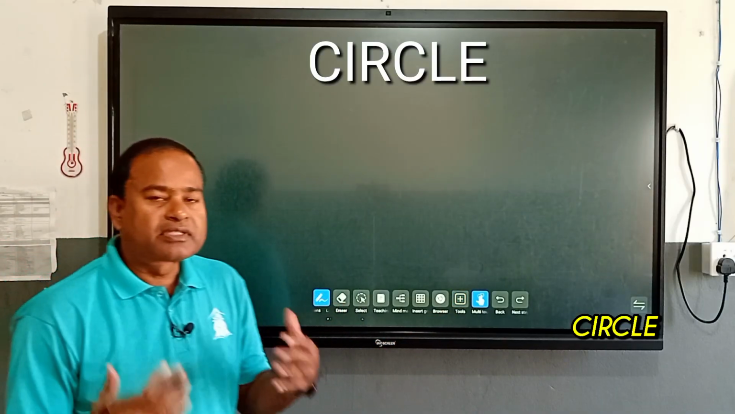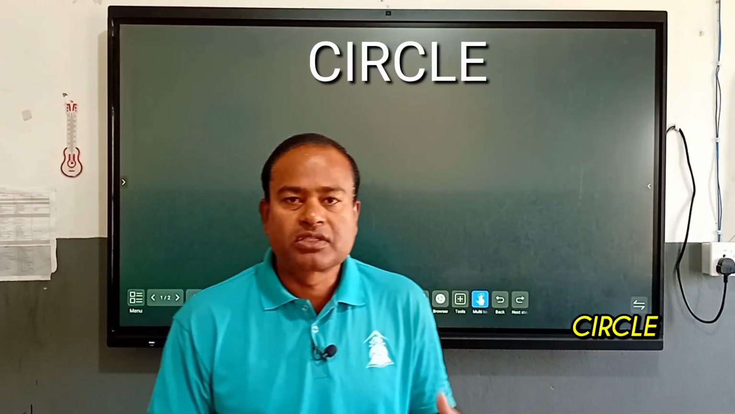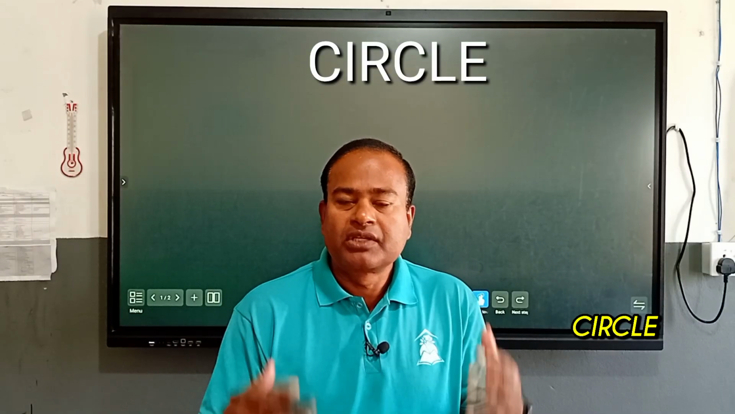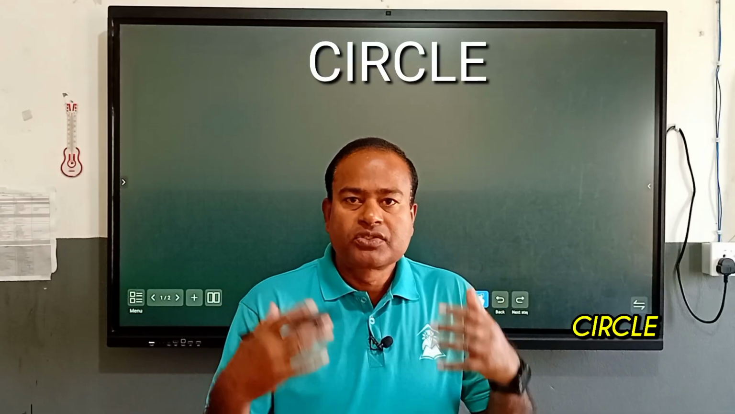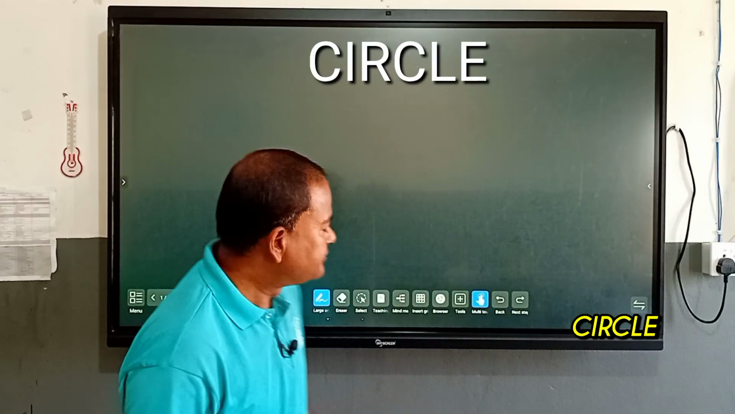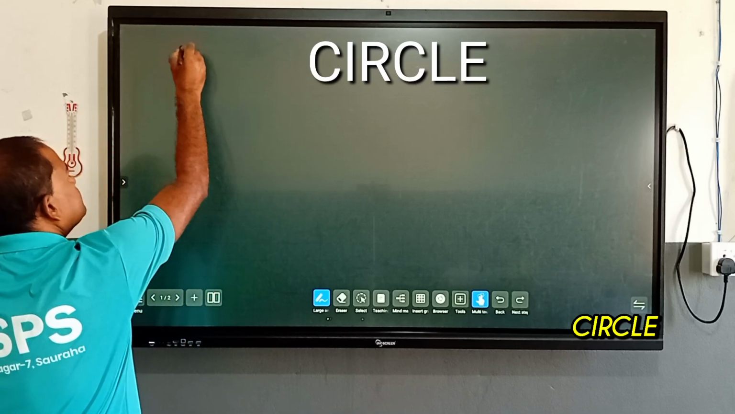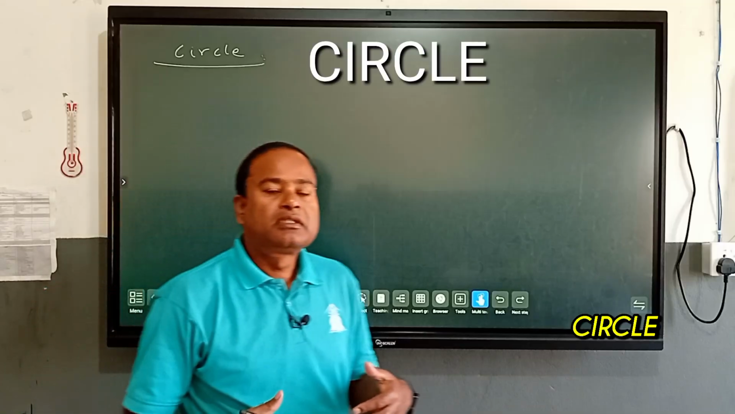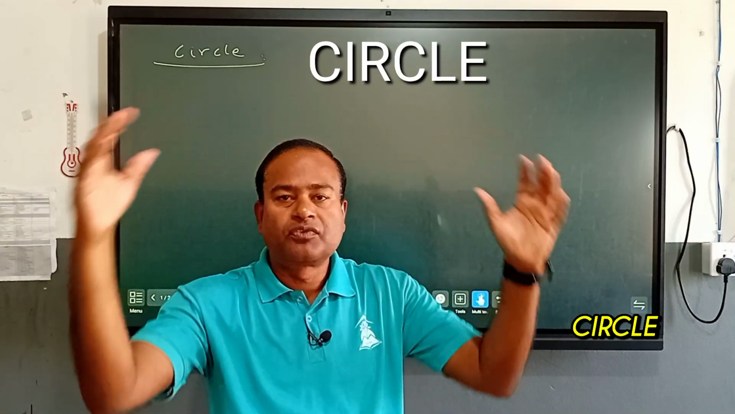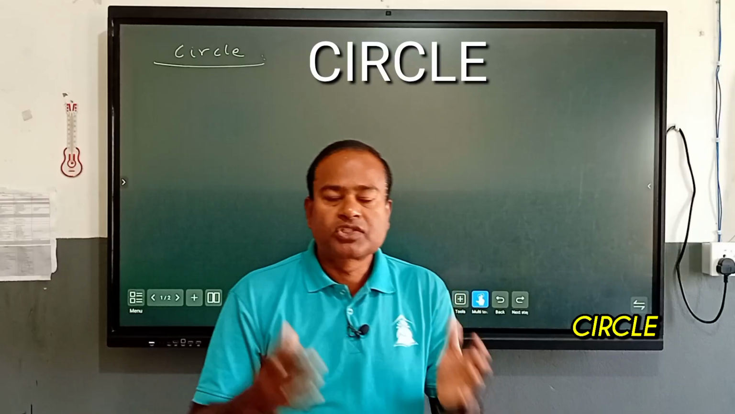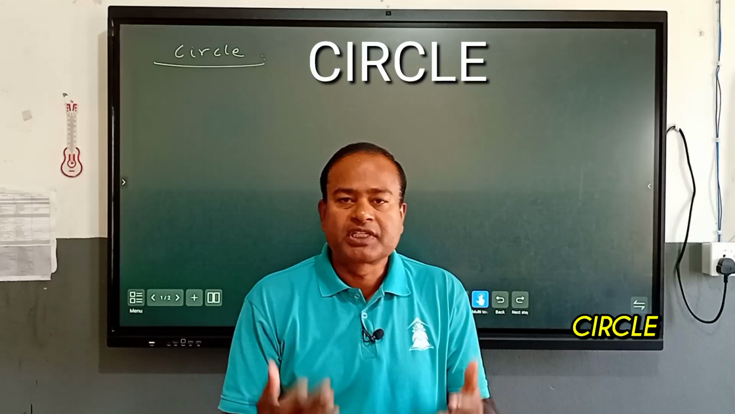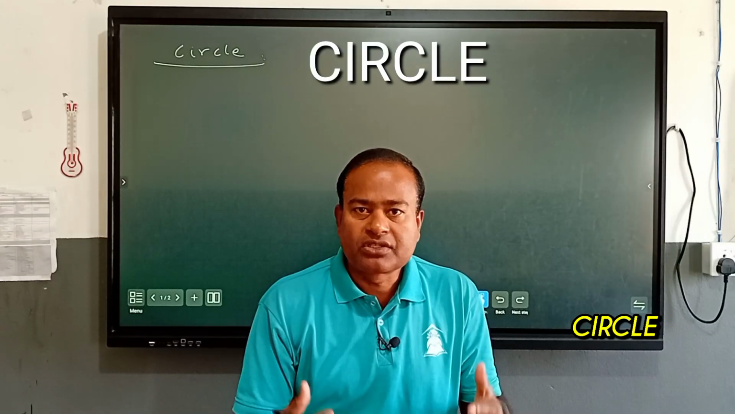Dear students, at first let us discuss what is called a circle. Then we'll write down altogether 9 important formulas which are very useful for solving the equation of circle. So let us discuss at first what is a circle. Dear students, circle is the locus of a moving point which moves such that it is always equidistant from a fixed point. The fixed point is called the center of the circle.